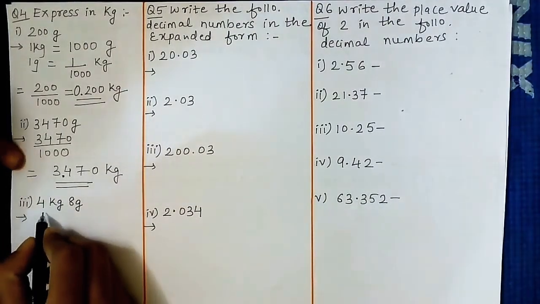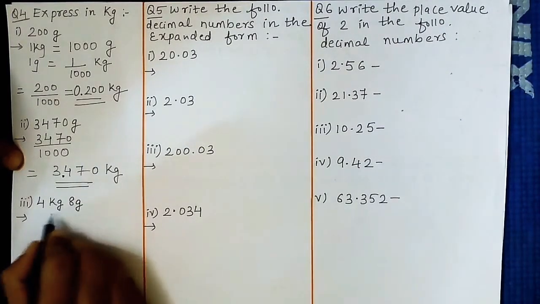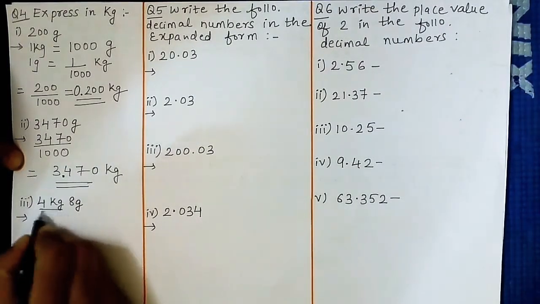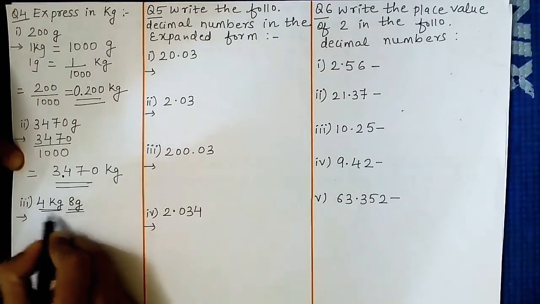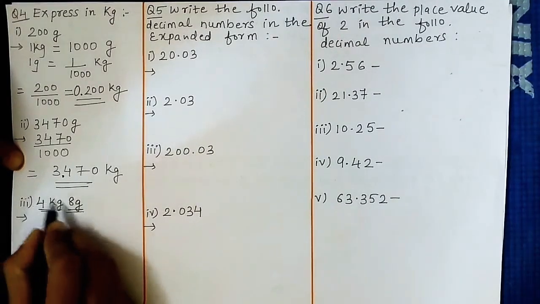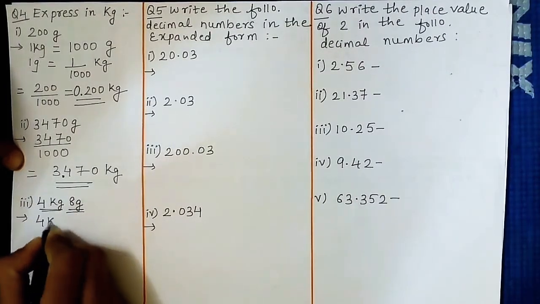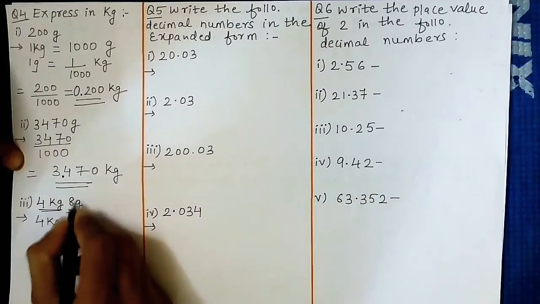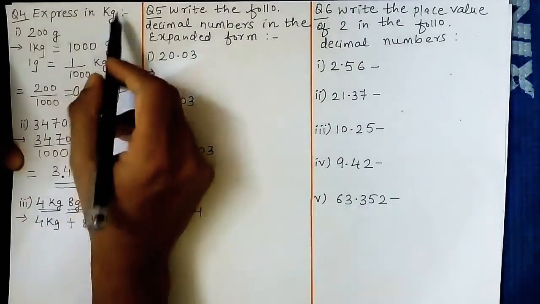Now moving ahead to third one. So our question is 4 kilogram 8 gram. Now here two units are given, 4 kilogram and 8 gram. So 4 is already in kilogram, so this part we will not convert. Only 8 gram we will convert. So this 4 kg plus this 8 gram is given. So what we are going to do? We are going to convert in kilogram.